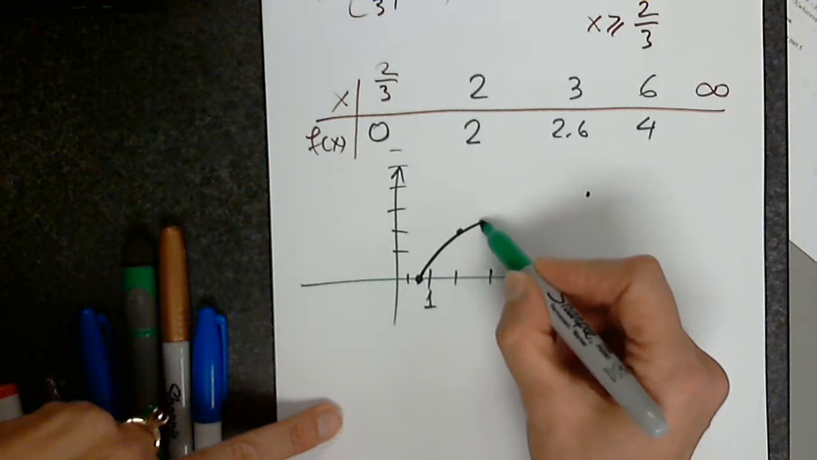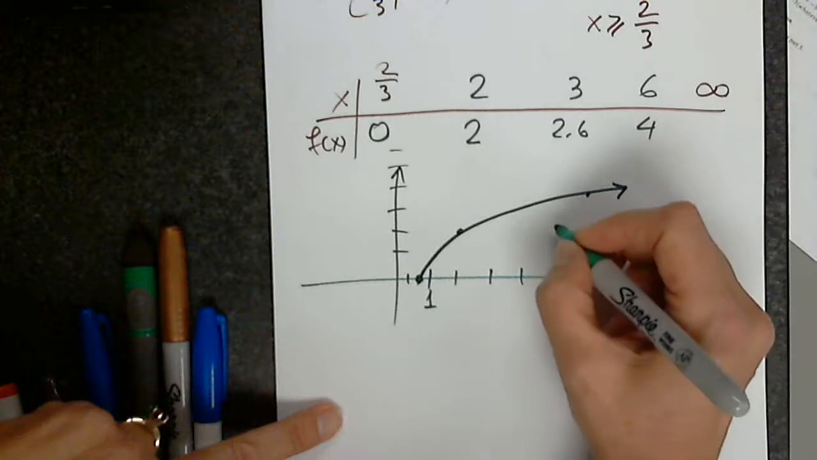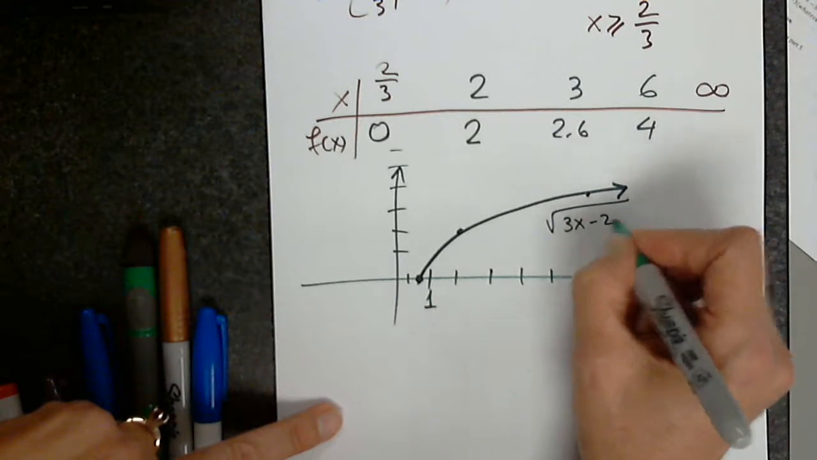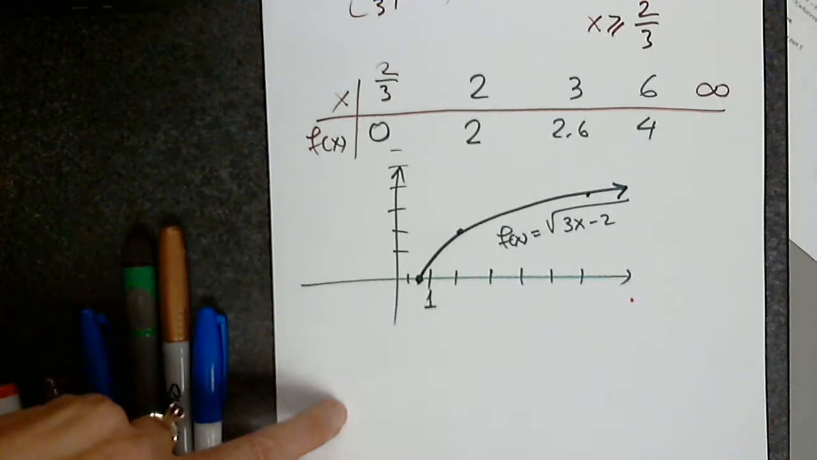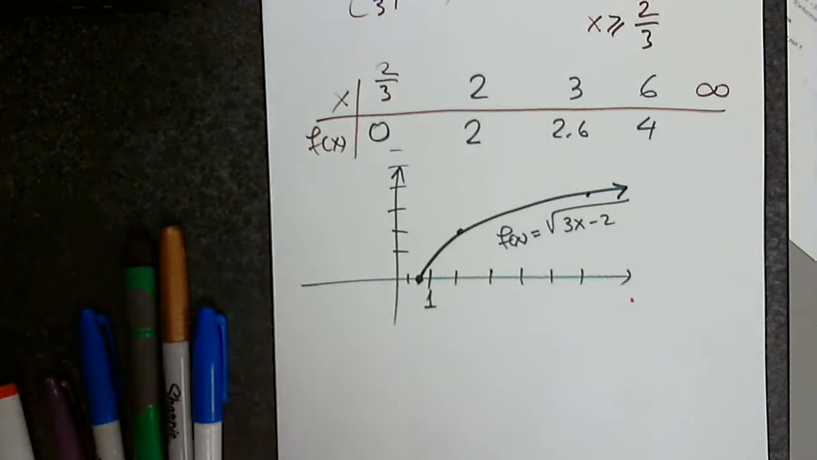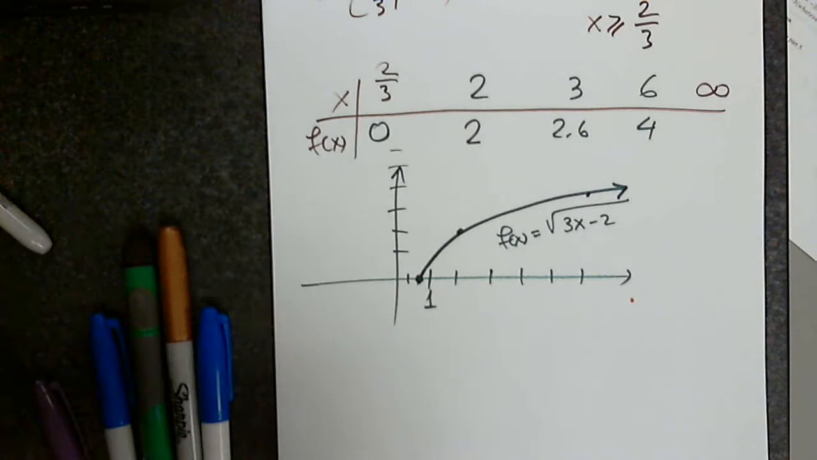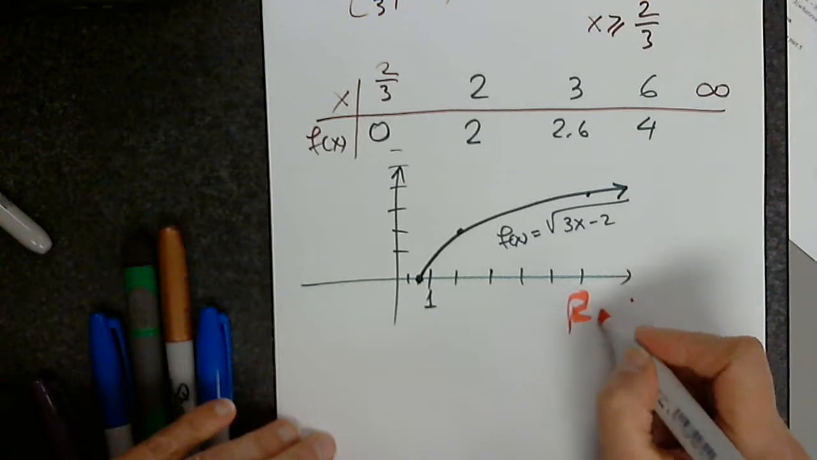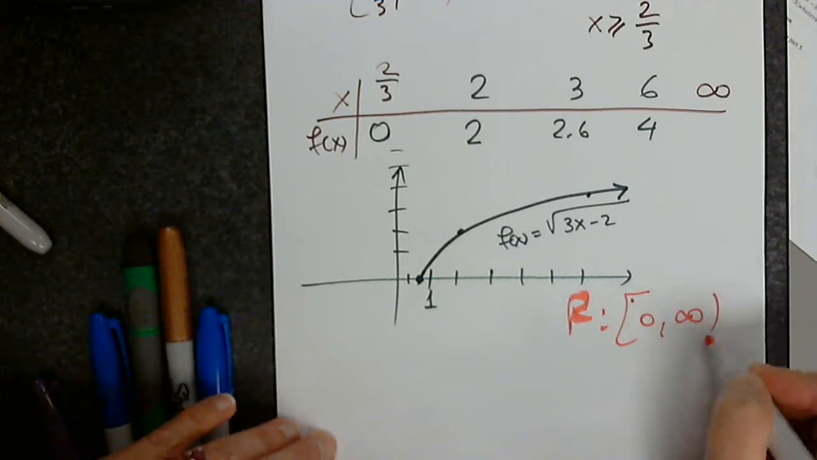Here it is. So here's our function. So this is what you picked: f of x equals the square root of 3x minus 2. Can anyone give us the range? By looking at the graph, can anyone establish what is the range of this function? 0 to infinity. Of course. So the range is indeed 0 to infinity.